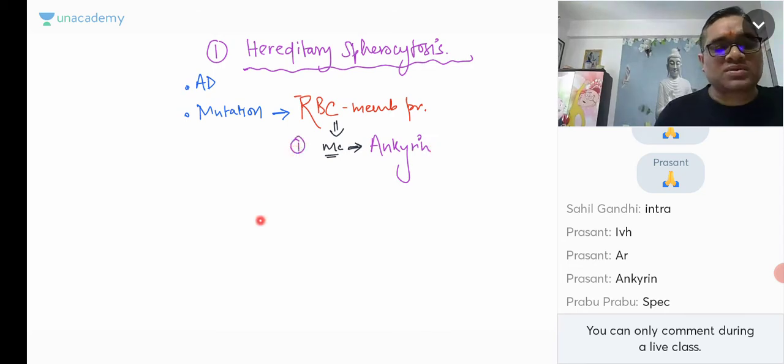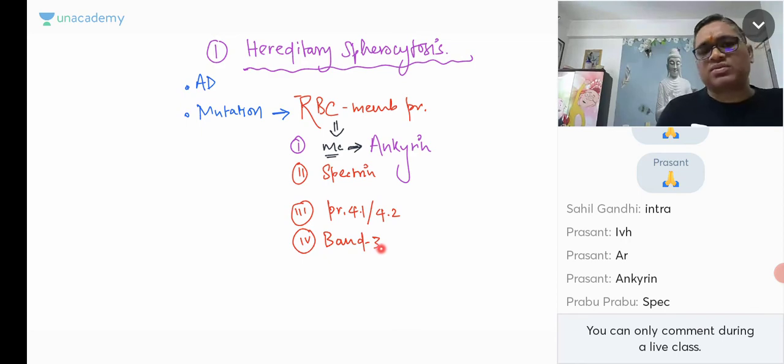So remember, ankyrin is the most common mutation. They will be having all other mutations also. They will be having spectrin mutation also, protein 4.1, protein 4.2, band 3. All these are having mutation.